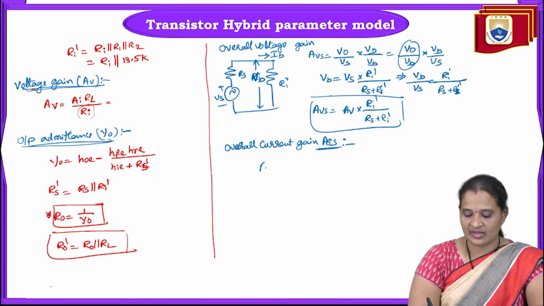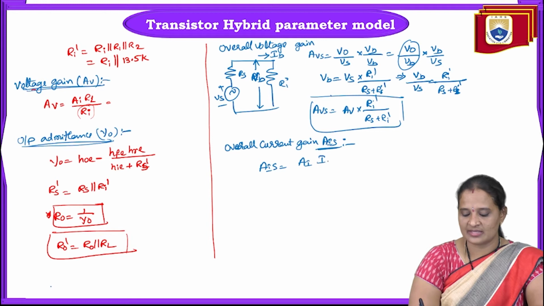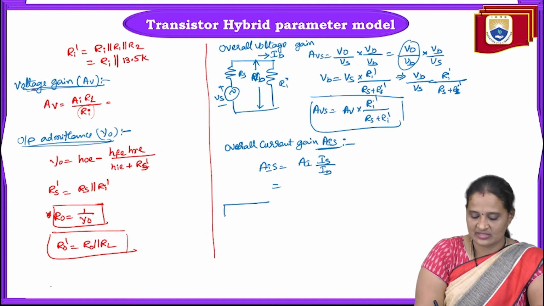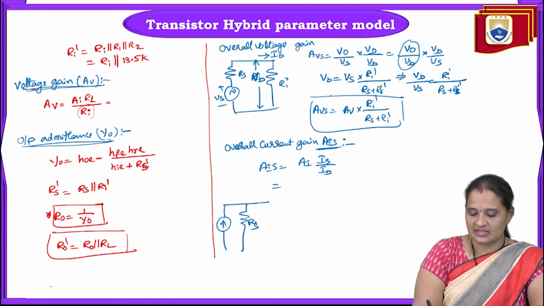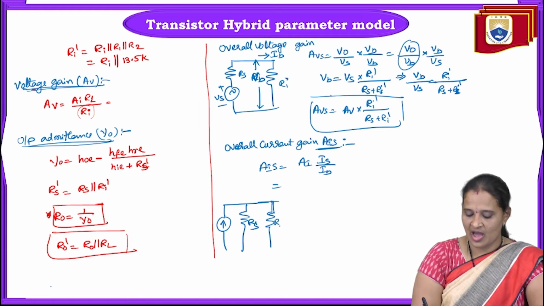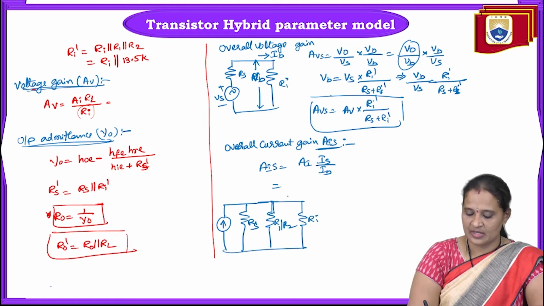So AIs can be calculated as Ai into Is by Ib. Where Is by Ib, I can write this one as, this is the current source and this is in parallel with Rs, and this one we do have R1 in parallel with R2, and we do have this Ri. So the current flowing is Ib here.